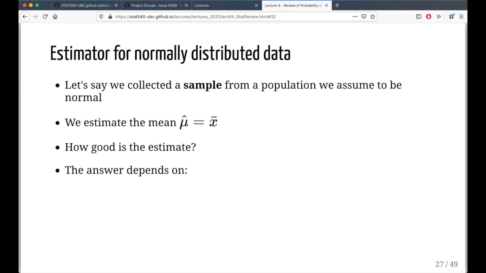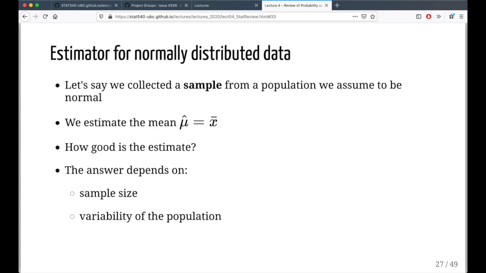So suppose we collected a sample from a population that we, again, assume to be normal, and we estimate the mean just with that formula that we already know, with this x bar, and we have this mu hat. Where do we go from there? What do we do with that? And how good is that estimate? The answer to that depends on a couple of main factors.